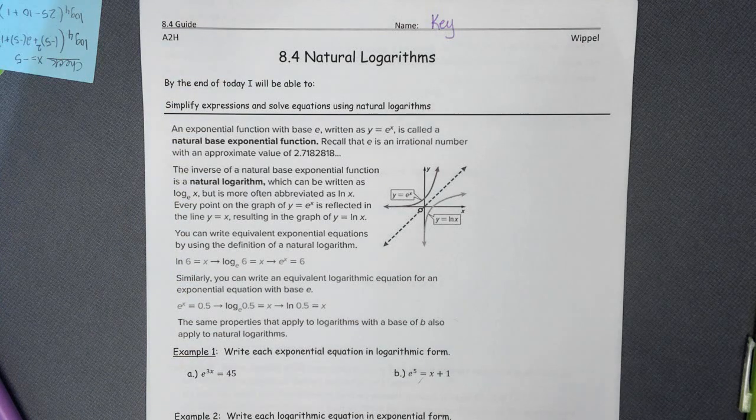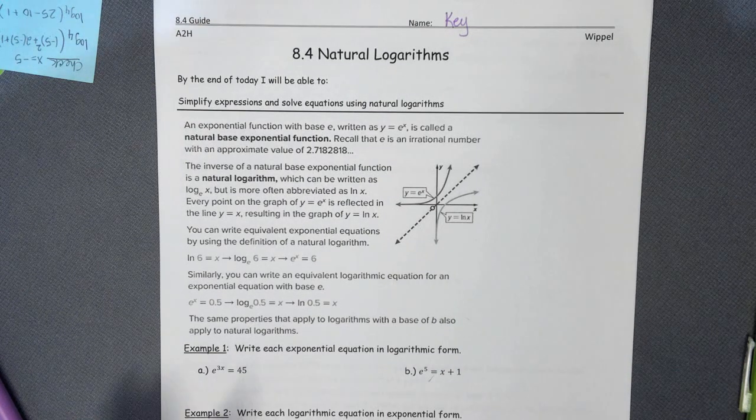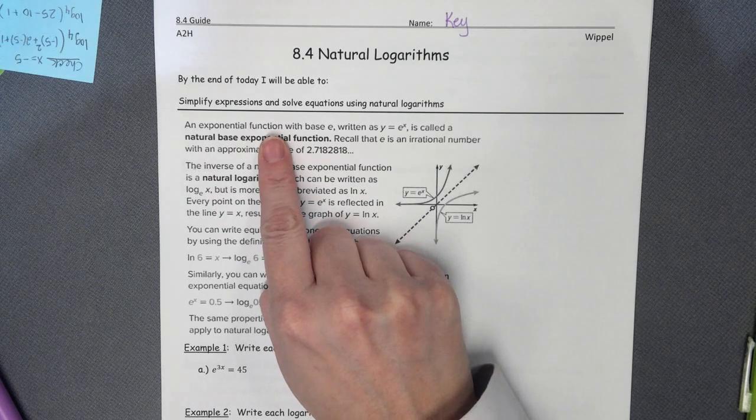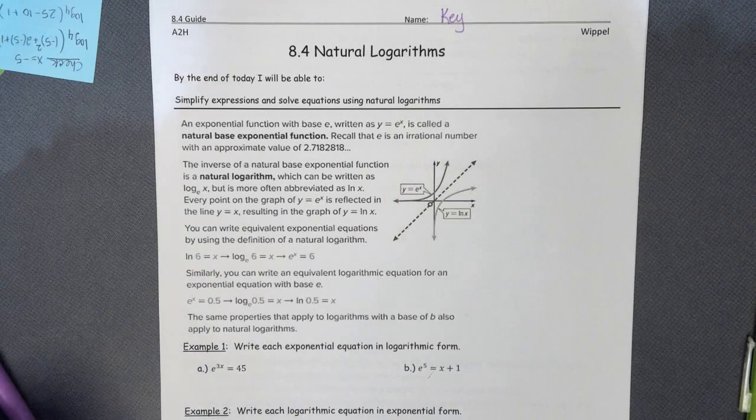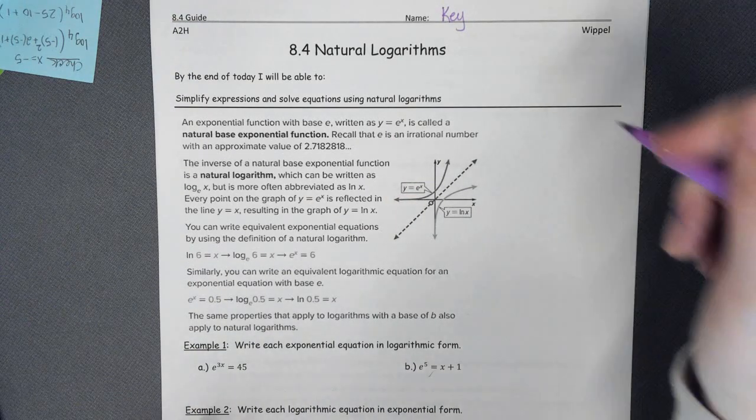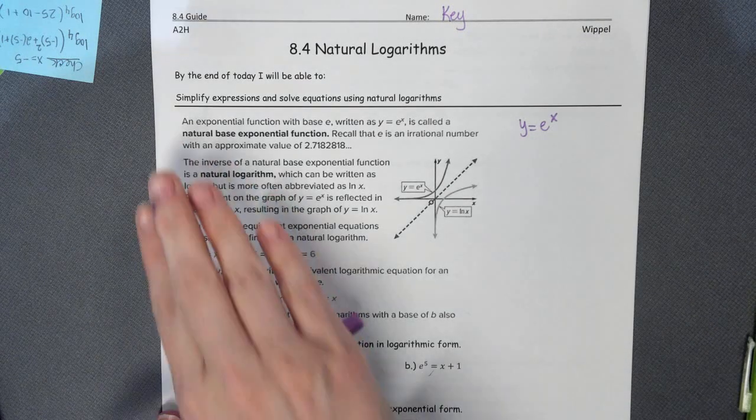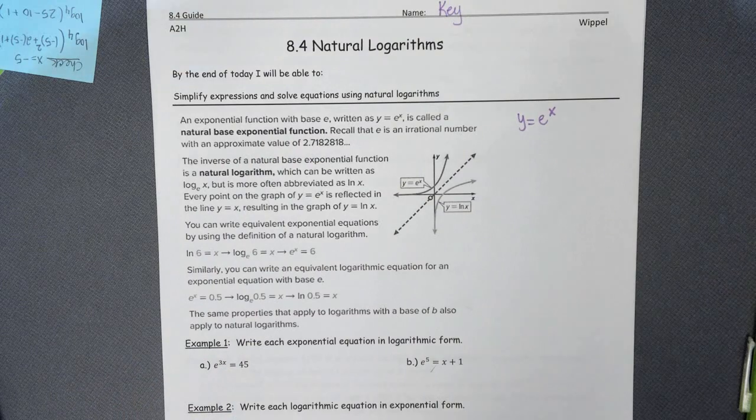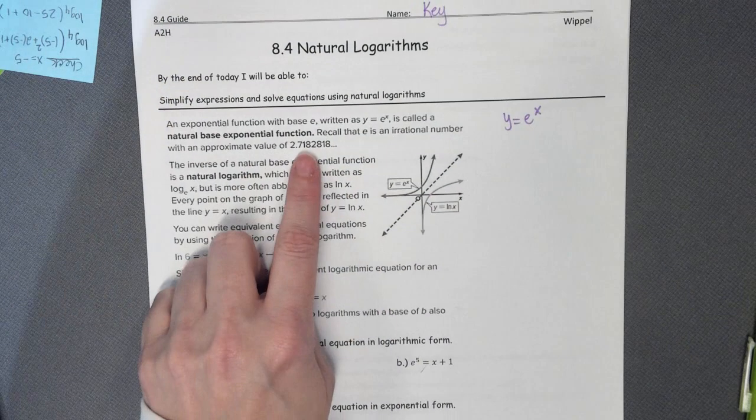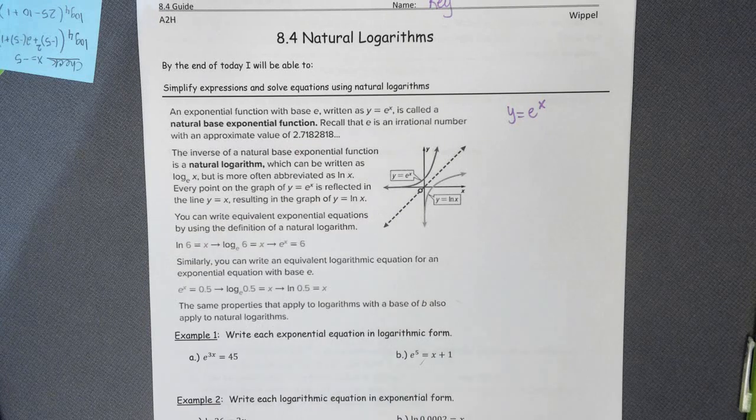So in 8.4, our focus is going to be the natural logarithms, and natural logarithms are related to that exponential function e. Remember that we talked about that function y equals e to the x power. Its full name is natural base exponential function. And remember that e is just this irrational number. That's our symbol. So you also have a special log that's the inverse of the exponential function, and that is called the natural logarithm.